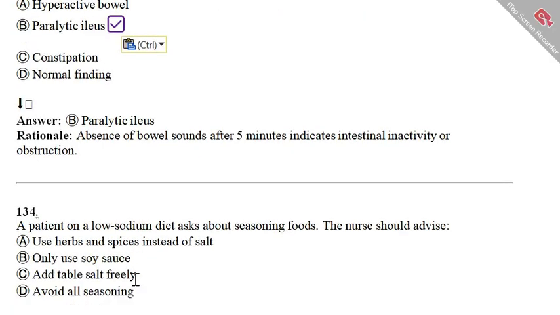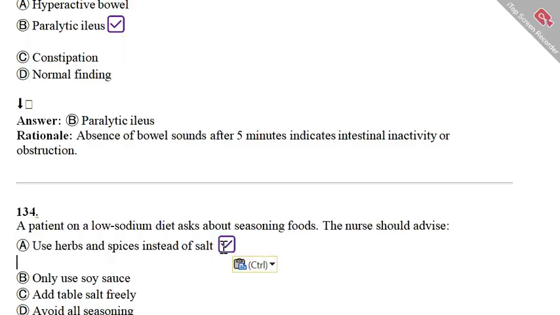The next question. A patient is on a low sodium diet. Asks about seasoning foods. The nurse should advise. The correct answer is option A, use herbs and spices instead of salt.